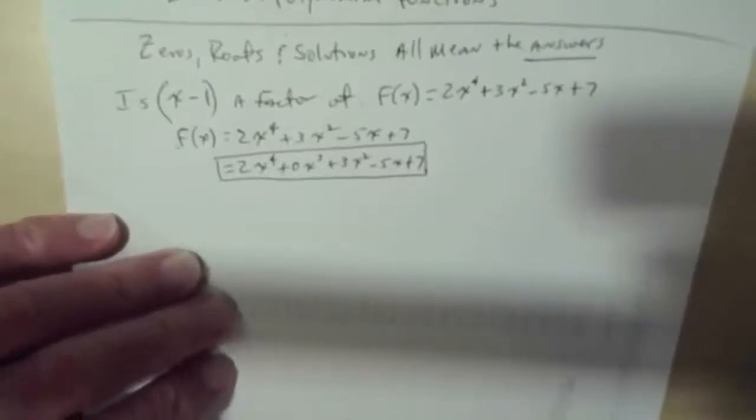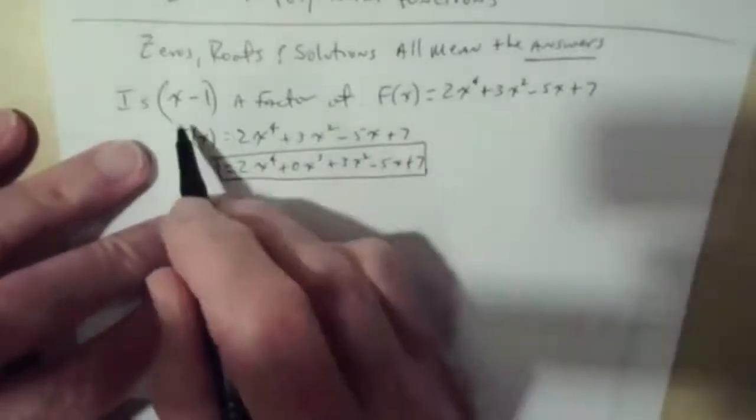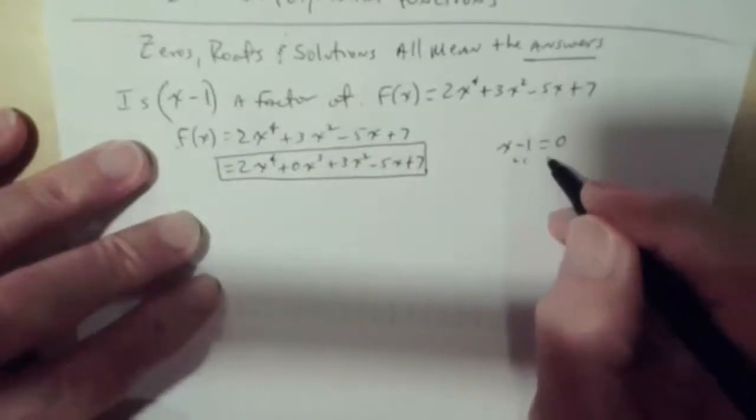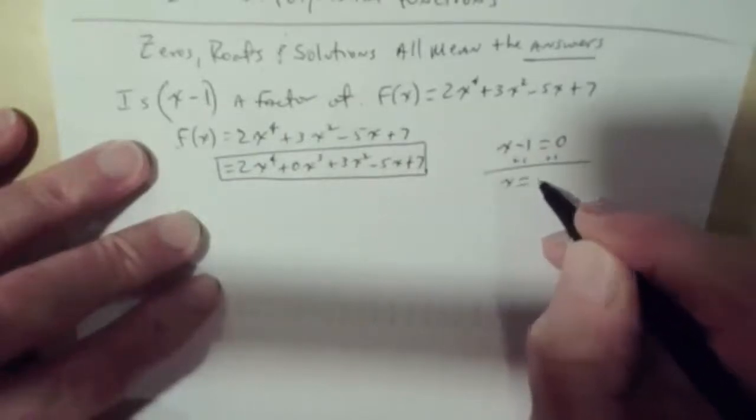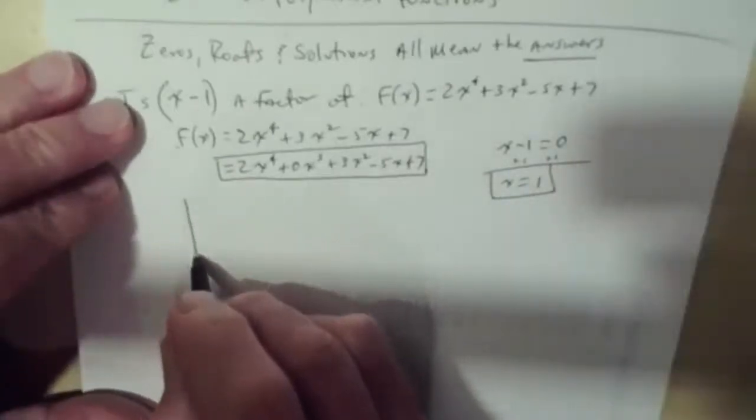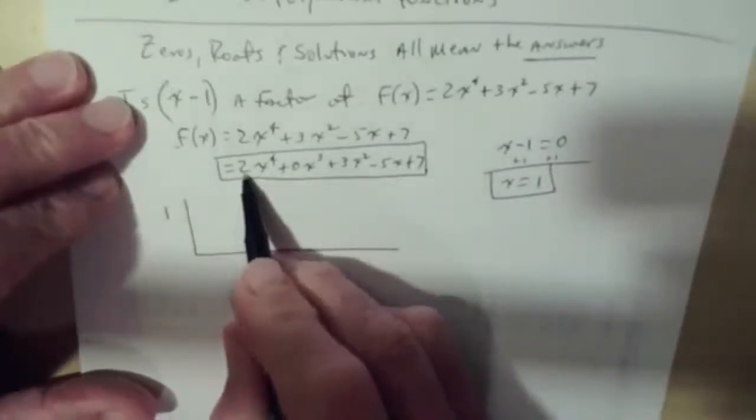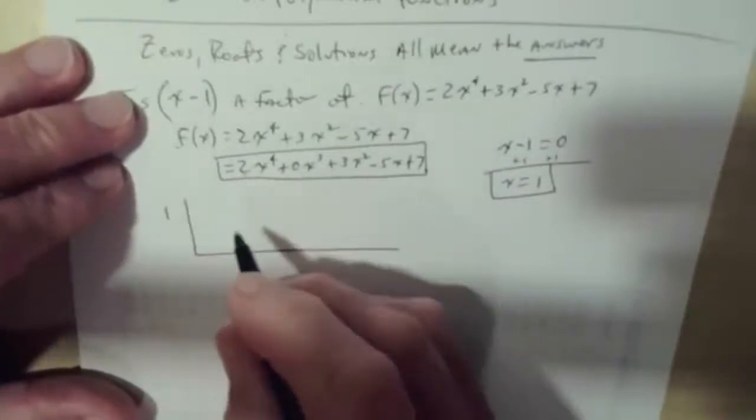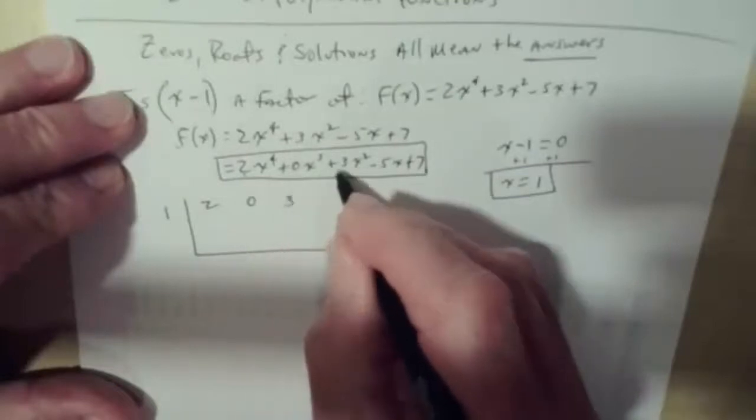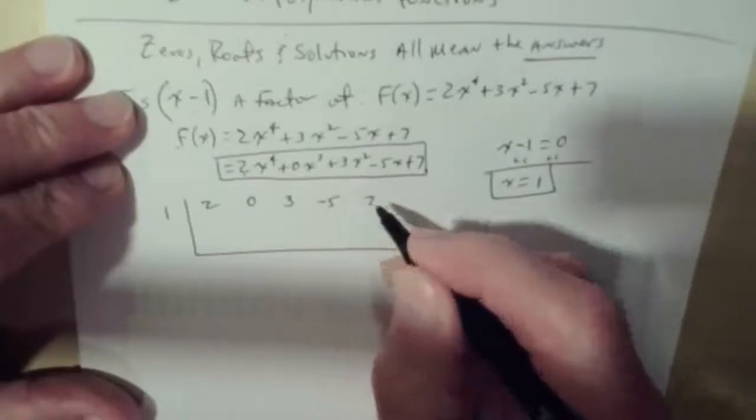Now remember, in order to get the divisor, we set x minus 1 equal to 0, so therefore add 1 to each side. X is 1. Now we have 1 on the outside. Now we take all the coefficients, the numbers in front of the letters. So we have 2, 0, 3, negative 5, and 7.